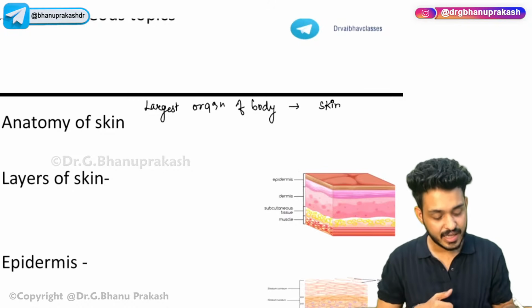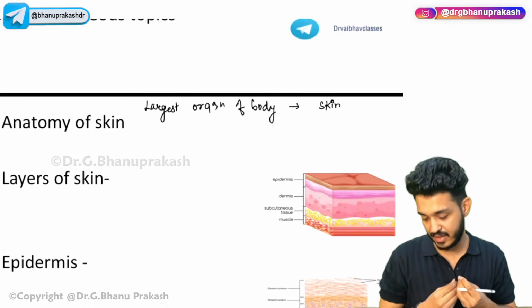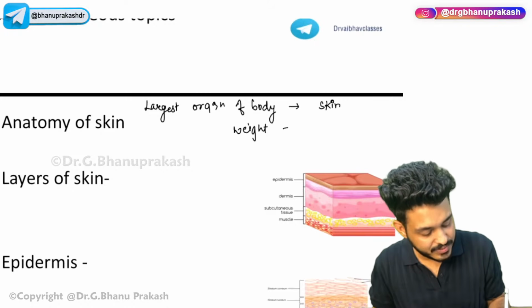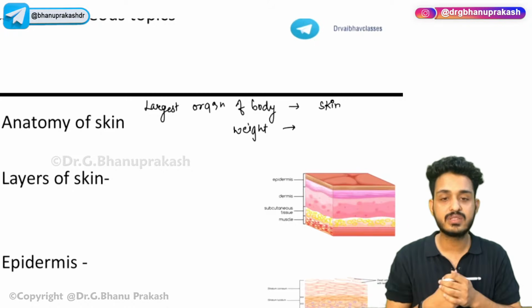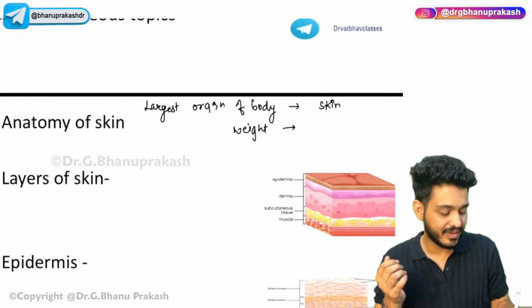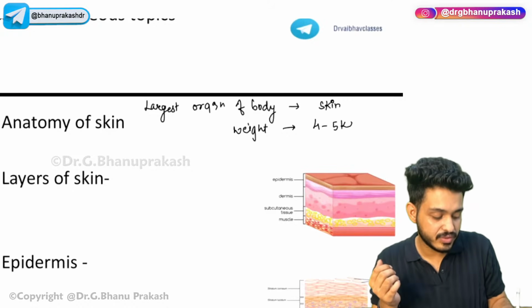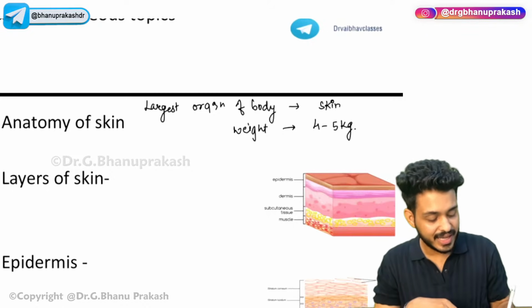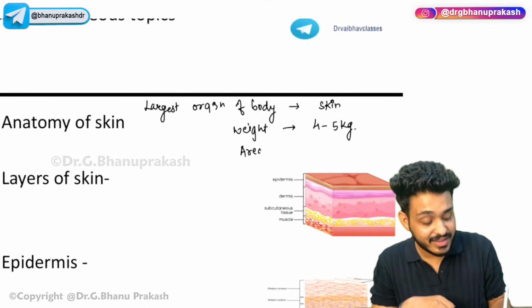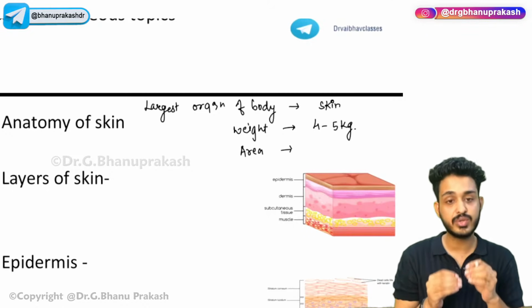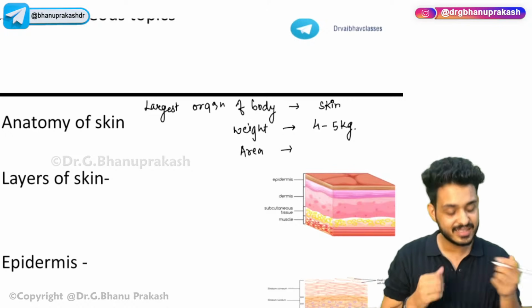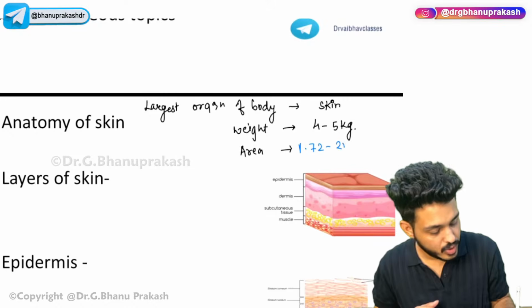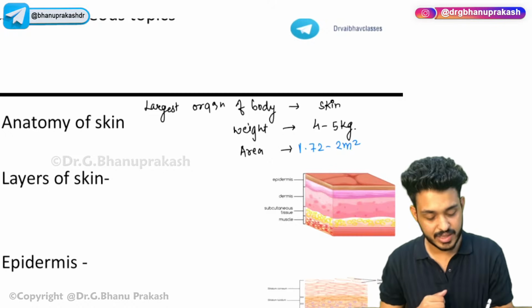Second thing, how much is the weight of the skin? Sir, it depends on person to person. Okay, some people have 4 kg to 5 kg of skin. But the question that they have asked in your examination is how much is the area that is covered by skin. Then your answer would be, guys, 1.722 to 2 meter square, and this was the question they asked you.